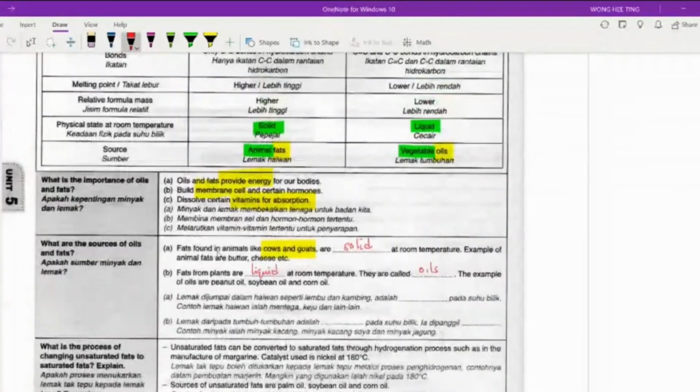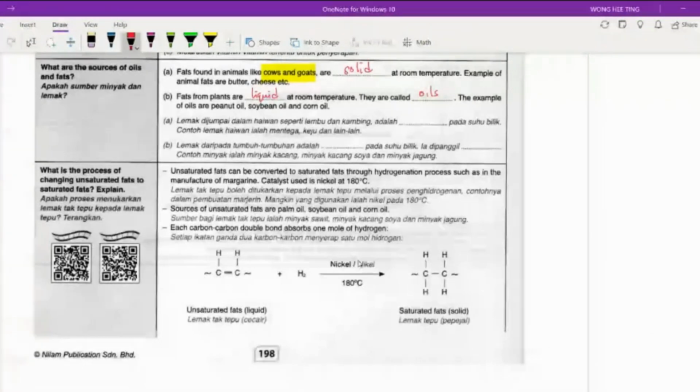Now, what is the process? We learned this already. Do you remember, class? This is hydrogenation, the manufacturing of margarine. The catalyst is nickel. The temperature is 180 degrees Celsius. The double bond breaks to form two new single bonds, so hydrogen gets in, with nickel and 180 degrees Celsius. Any questions so far? Can you follow?